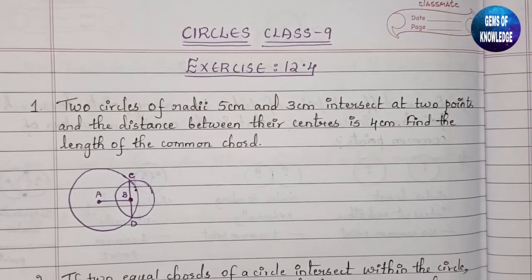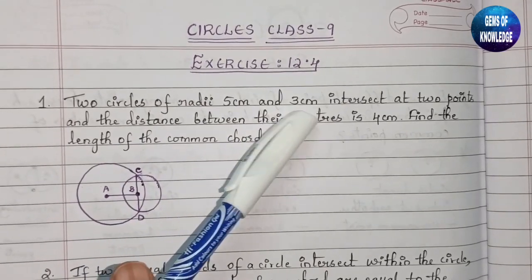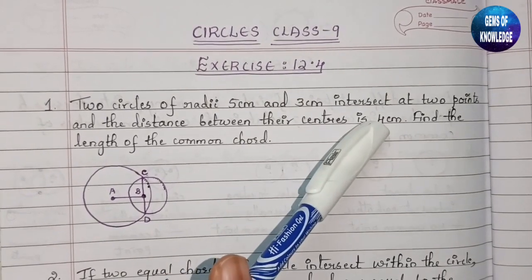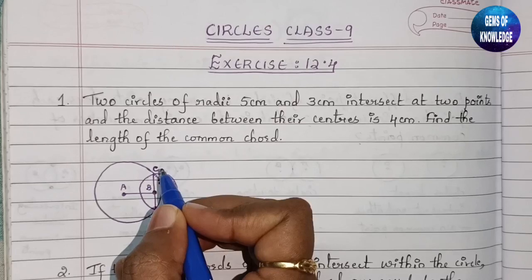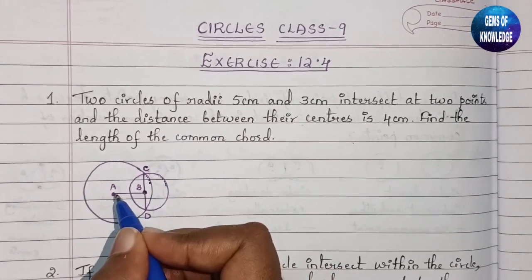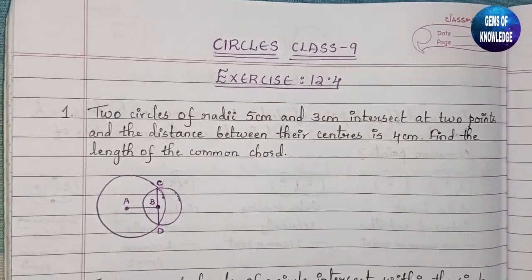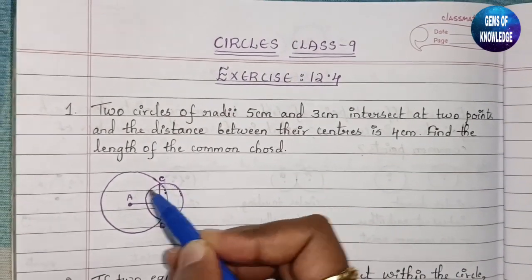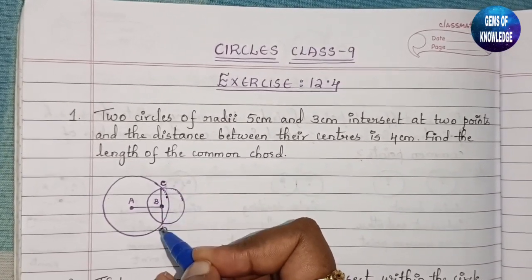So here the first question is given: two circles of radii 5 cm and 3 cm intersect at 2 points and the distance between their centers is 4 cm. So here you can see two circles. The bigger circle is of 5 cm radius and the smaller one is of 3 cm radius. And the distance between these two centers is 4 centimeter. So we need to find the length of this chord. This is the common chord for both the circles, the bigger one and the smaller one. So we need to find out the length of this.